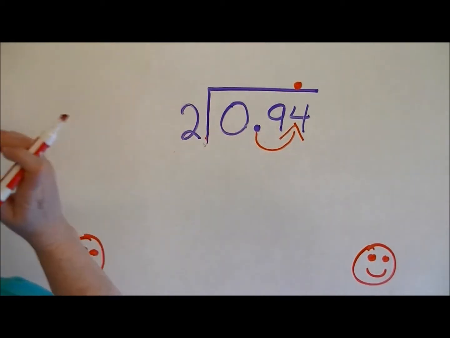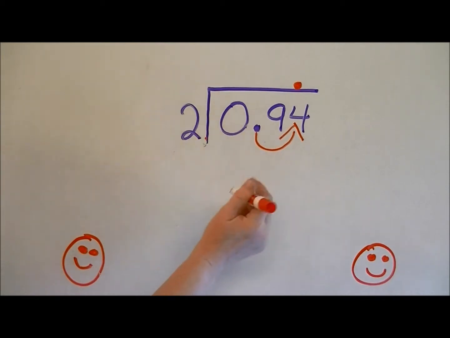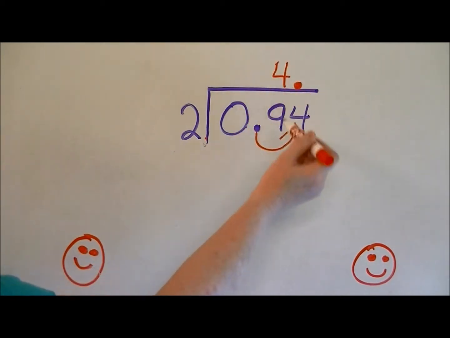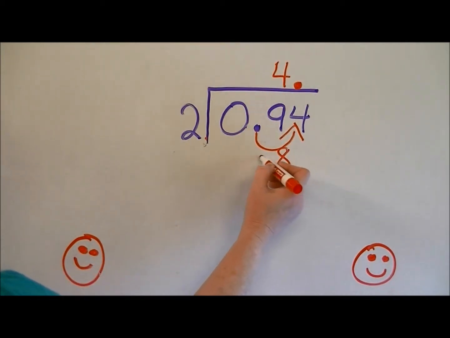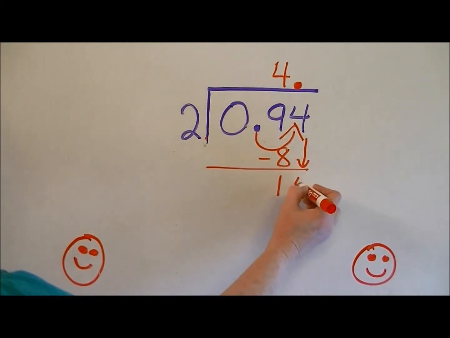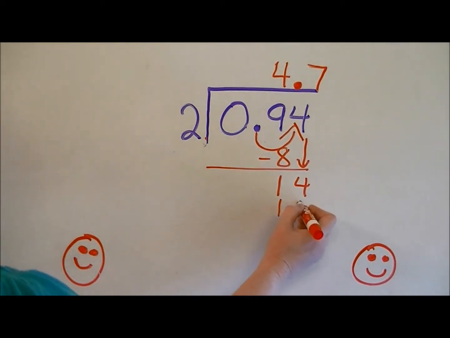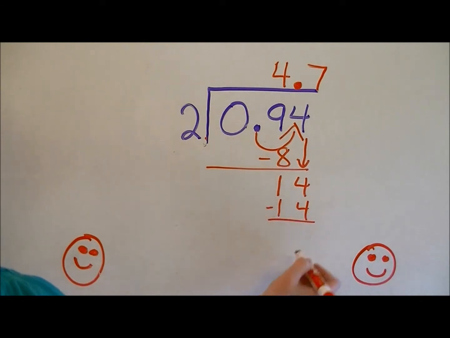So will 2 go into 0? No. Will 2 go into 9? Yes. It will go in 4 times. 4 times 2 is 8. I'm going to subtract. It leaves us with 1. We bring down the 4. Will 2 go into 14? Yes. 7 times. 7 times 2 is 14, with a remainder of 0.